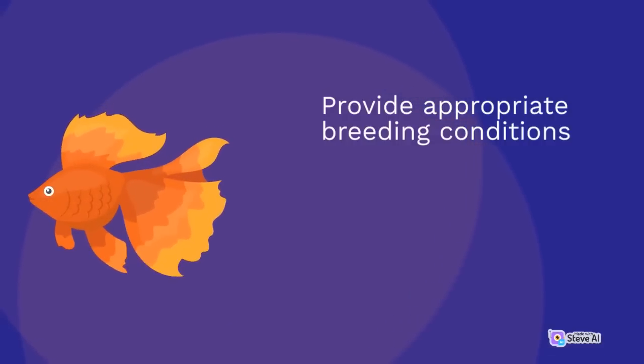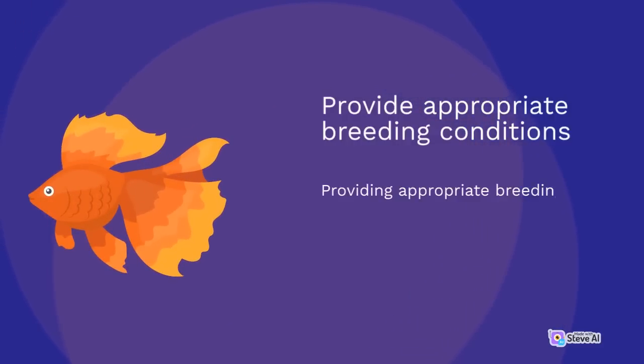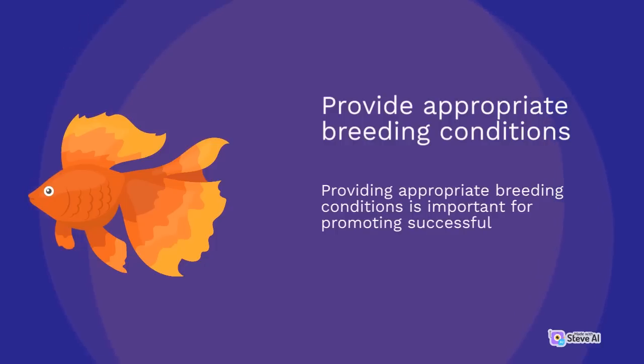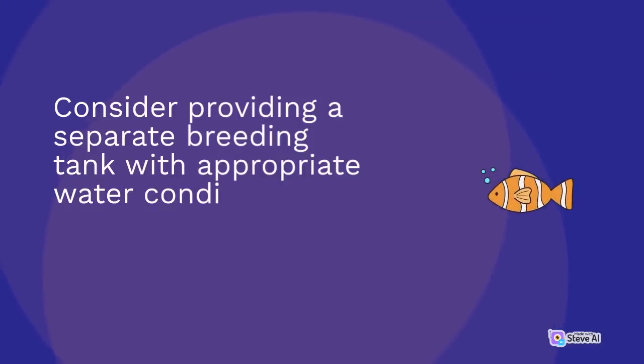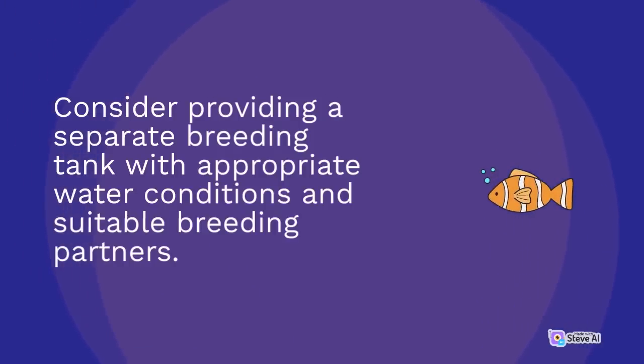Provide appropriate breeding conditions. Providing appropriate breeding conditions is important for promoting successful breeding and maintaining the health of your Ryukyu goldfish. Consider providing a separate breeding tank with appropriate water conditions and suitable breeding partners.